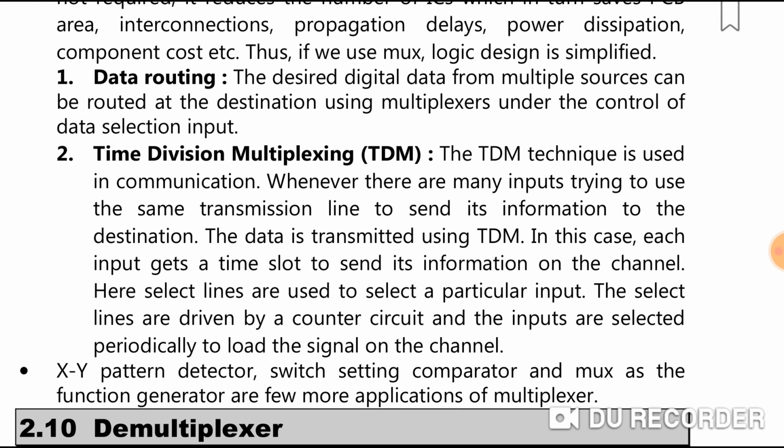The TDM technique is used in communication whenever there are many inputs trying to use the same transmission line to send their information to the destination. In this case each input gets a time slot to send its information on the channel. Here select lines are used to select a particular input. The select lines are driven by a counter circuit and the inputs are selected periodically to load the signal on the channel. XY pattern detector, switch settling comparator and the mux as a function generator are a few more applications of multiplexers.